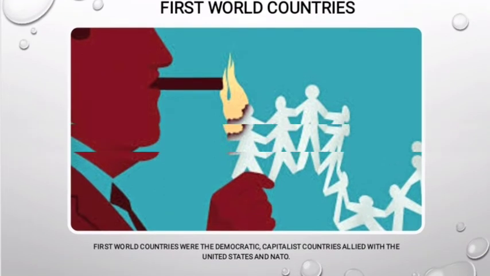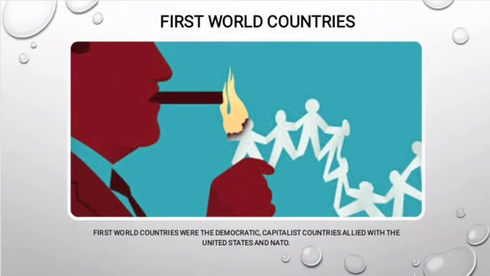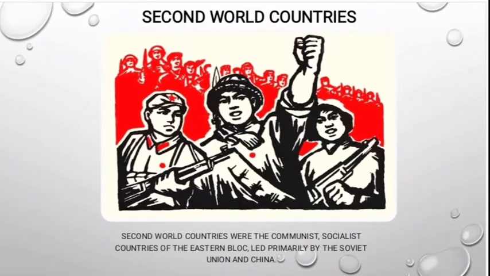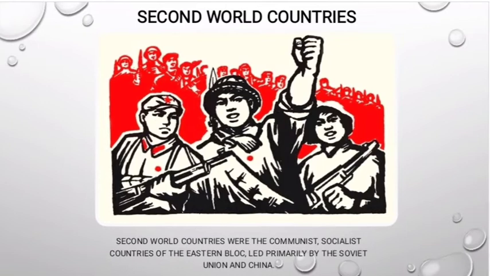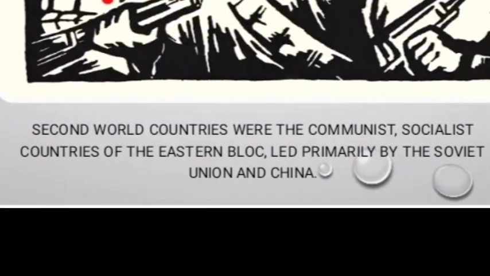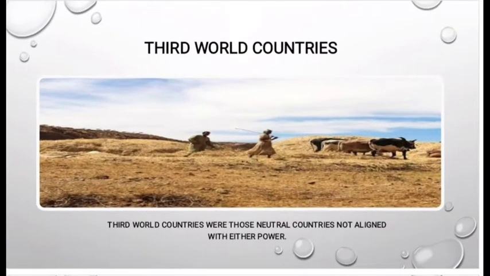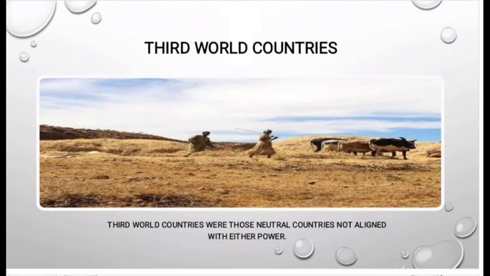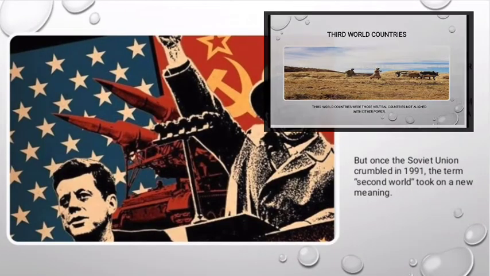First world countries were the democratic, capitalist countries allied with the United States and NATO. The second world countries were the communist, socialist countries of the Eastern Bloc led primarily by the Soviet Union and China. While the third world countries were those neutral countries not aligned with either power.